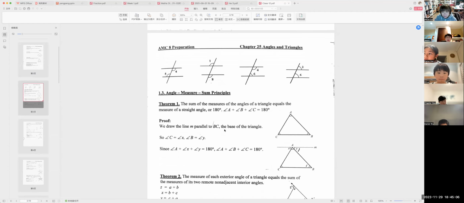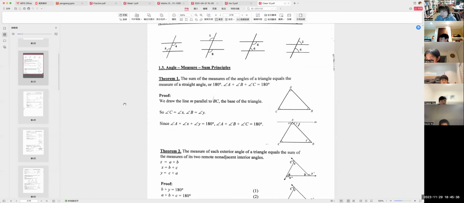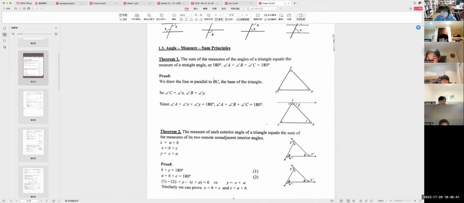Okay, so let's take a look at this one, okay? Theorem. So what is the theorem? Theorem means something you can directly use when you're doing homework. If the sum of the measures of the angles in a triangle equals the measure of a straight angle, so angle A plus B equals C. This one we don't have to do anymore, okay?